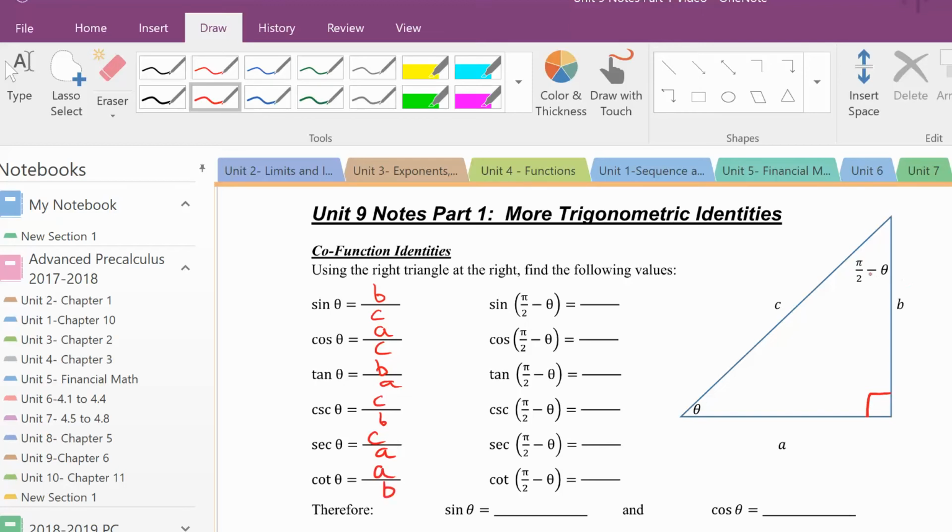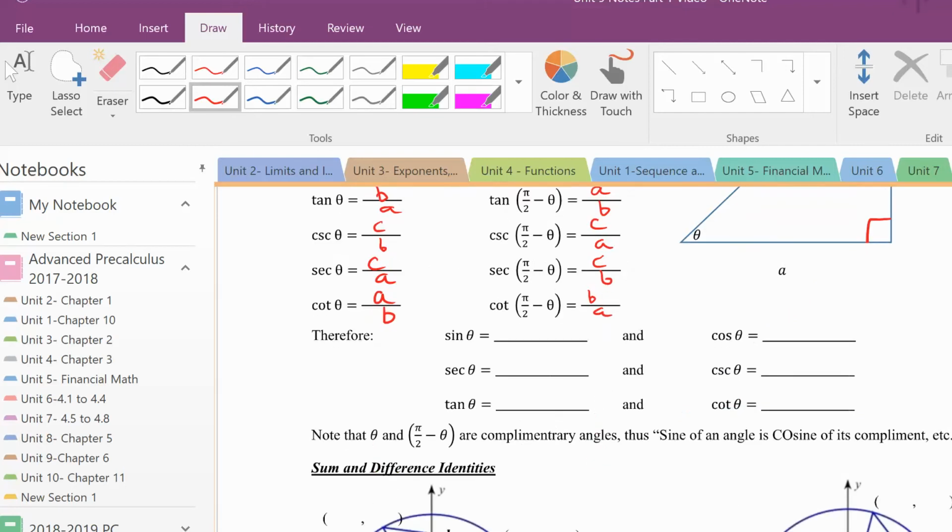But if you do the sine of the complement, then that's a over c. The cosine of the complement would be b over c. The tangent of the complement would be a over b. The cosecant of the complement would be c over a. The secant of the complement would be c over b. And the cotangent of the complement would be b over a.